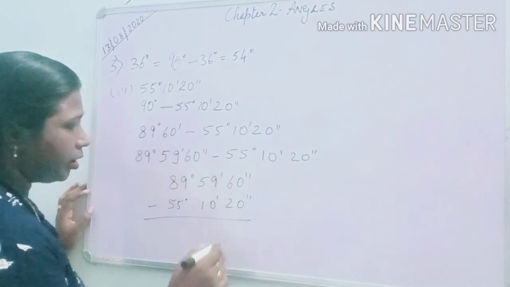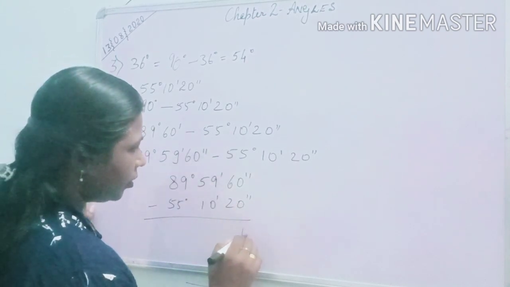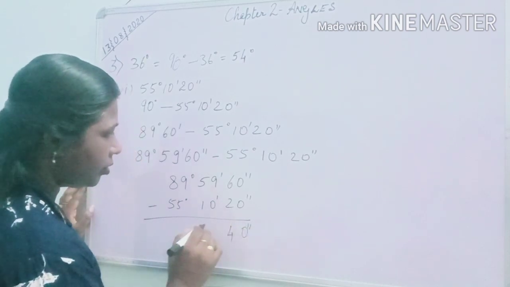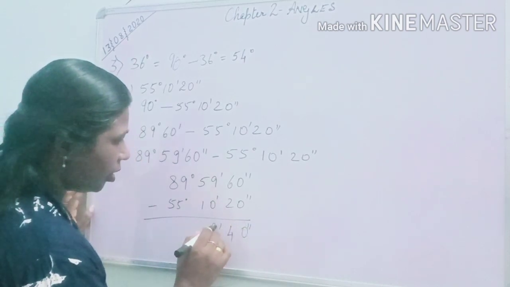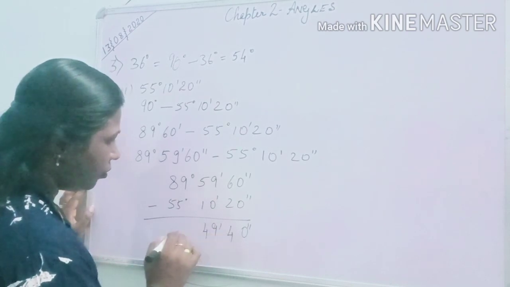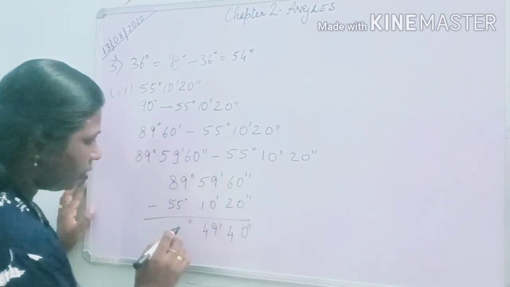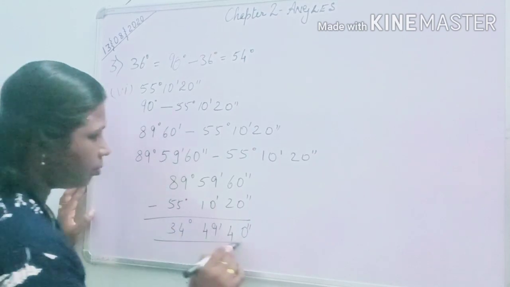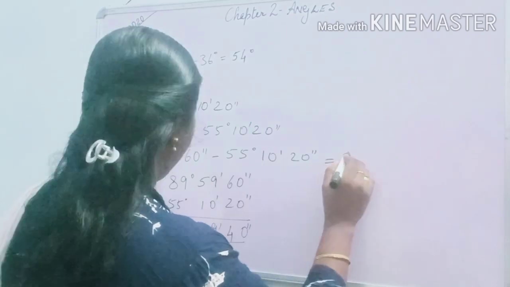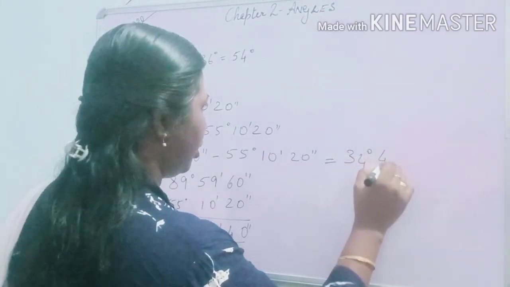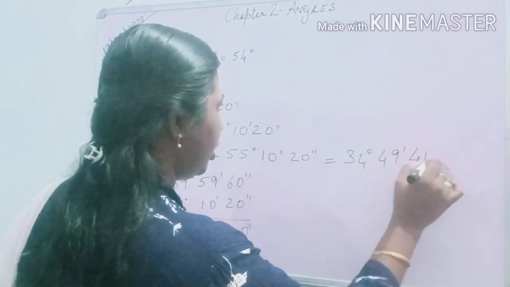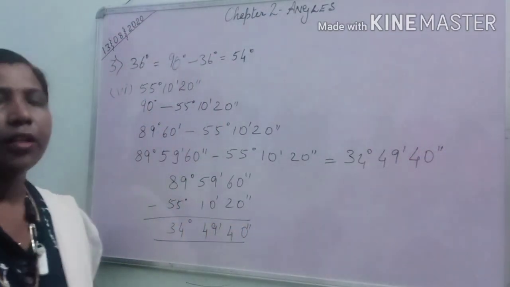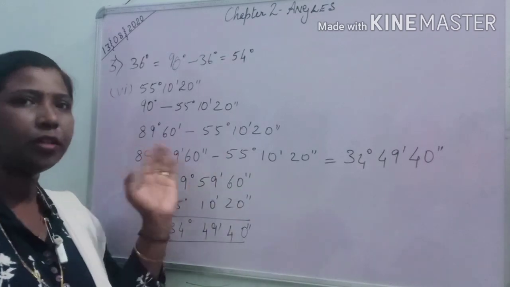After subtracting you will get 0... 4 seconds, minutes is 9, 4 degrees, 34 degrees. This will be the answer. So we are getting 34 degrees 49 minutes and 40 seconds. Is that clear students? I hope you understood. So the second question, also the third question, I have done for you.